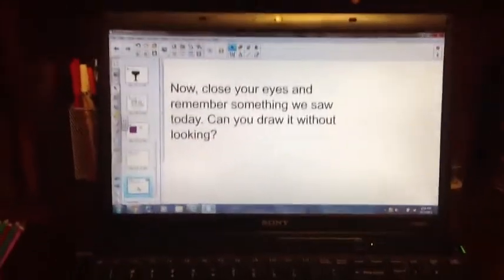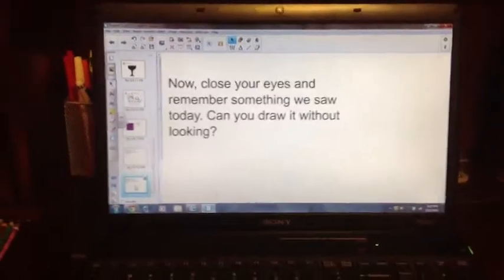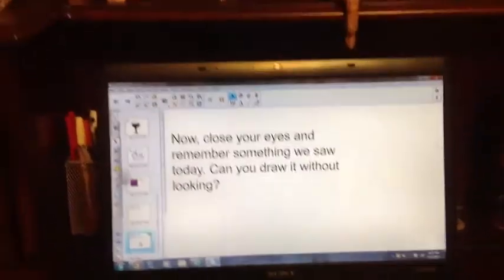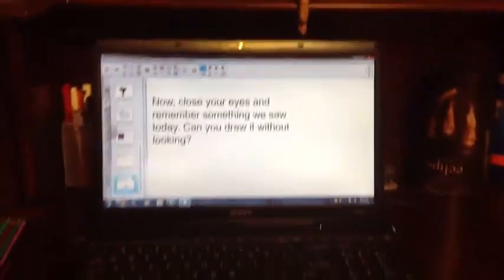Now, students, close your eyes and remember something we saw today in any of the pictures. Can you draw it without looking at it? Everyone, take out your crayons and paper and try.